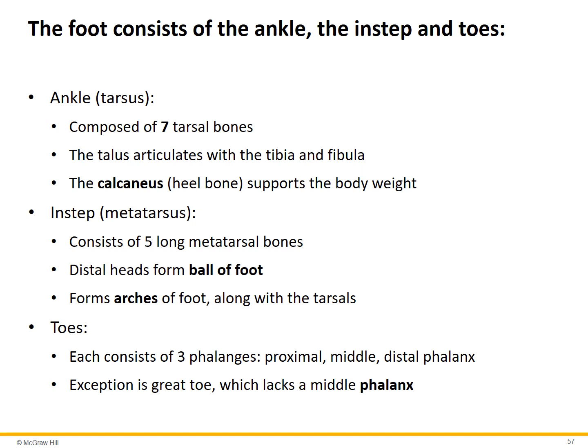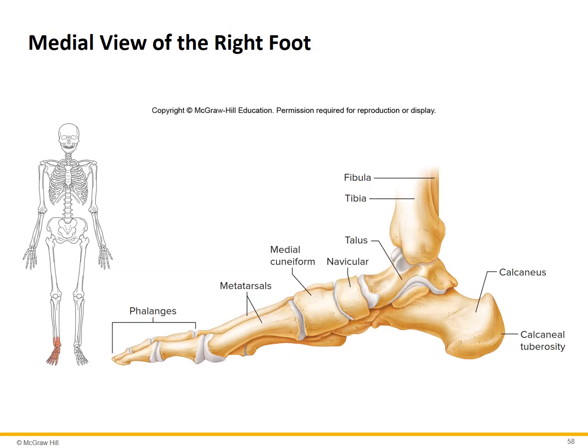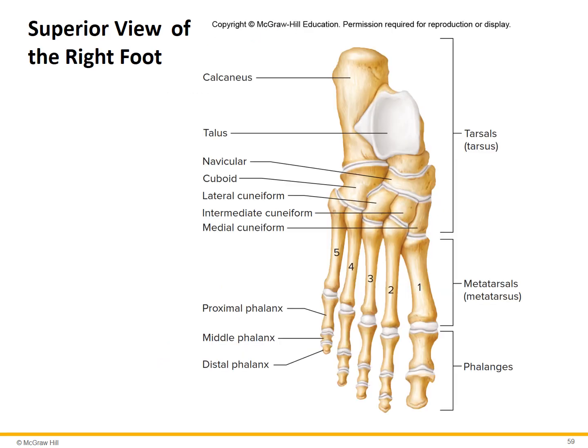Your toes, very similar to the fingers, there's 3 phalanges. The exception is your big toe or your great toe that just has 2 phalanges. Right? So here you can see the calcaneus. We're going to identify that bone. Right? The talus extends up superiorly and articulates with the tibia and the fibula. And lastly, we have a superior view of the foot.